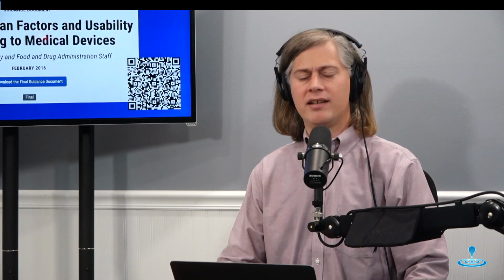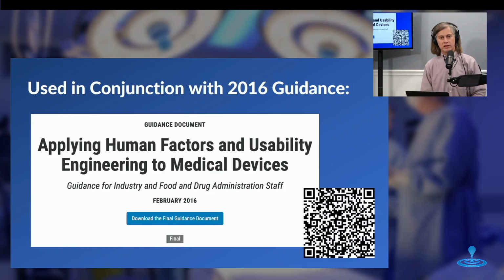And graciously, they also note that they believe that it's optimal to minimize use-related risks, but it may not be necessary or practical to eliminate all use-related device risks. So that's good. That's sane. We like to hear that. This rides on the heels of the 2016 usability guidance that still stands and is final. This is not a draft.